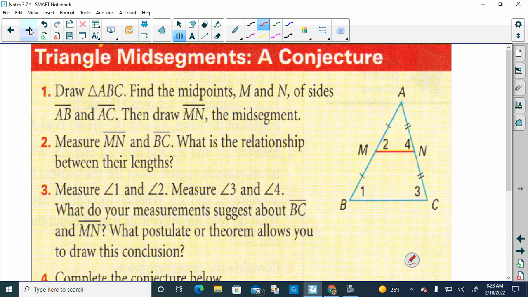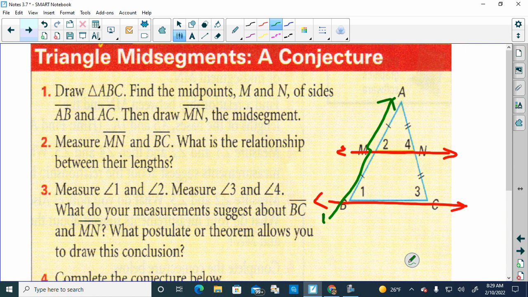Okay, so we found what the middle was, so we know that the sides are congruent to each other. In this section, they'll also ask you about angles. What do you think is true about this line and this line? Parallel. Okay, so what do we call this line? Transversal. So what do I know about angles 1 and 2? They're the same. Okay, so next to your drawing, you're going to write angle 1 is congruent to angle 2.